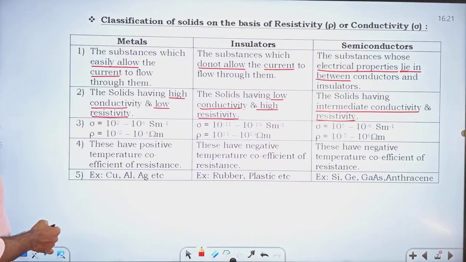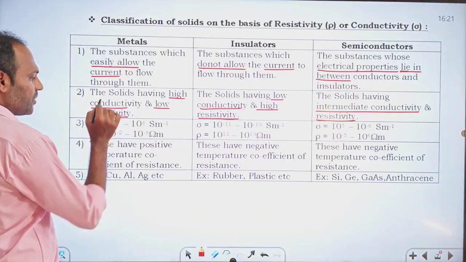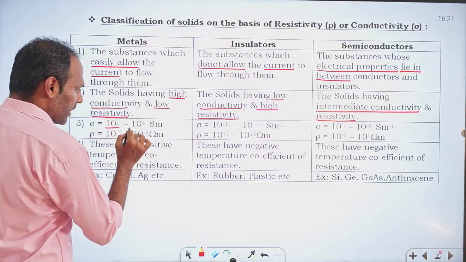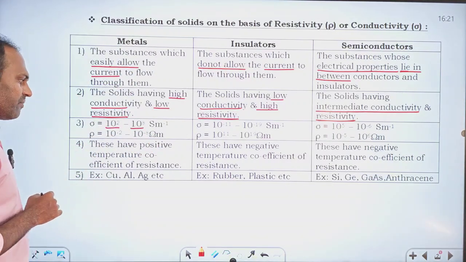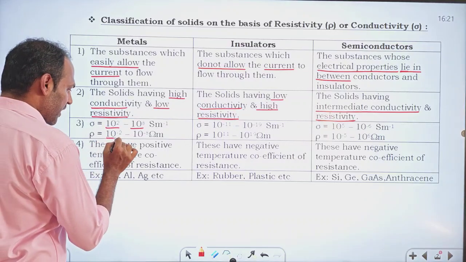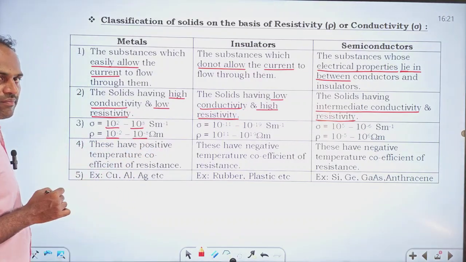Range of conductivity and resistivity, remember the range. Conductivity of metals is from 10 raised to plus 2 to 10 raised to plus 8 Siemens per meter, and resistivity is from 10 raised to minus 2 to 10 raised to minus 8 ohm meter.